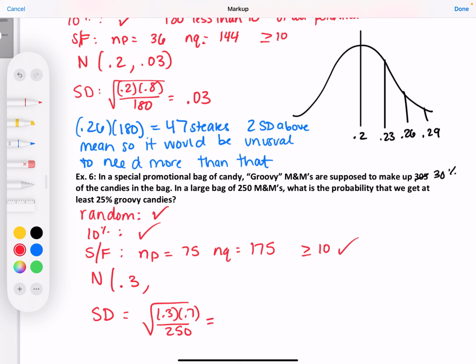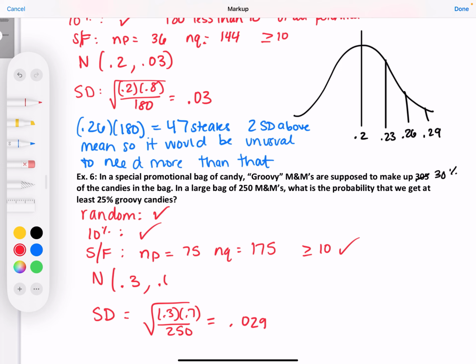That comes out to be 0.029. So then the z-score: what we got was 25% minus the predicted 30%, so 0.25 minus 0.3, divided by 0.029, is minus 1.72.